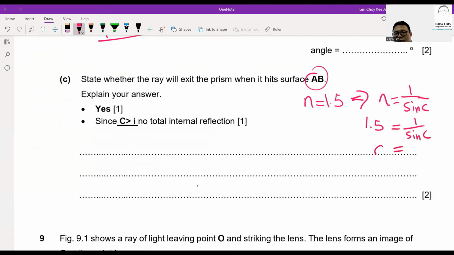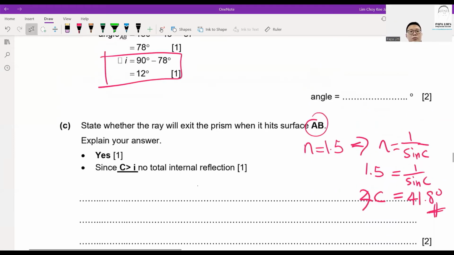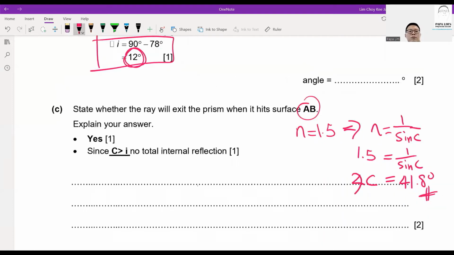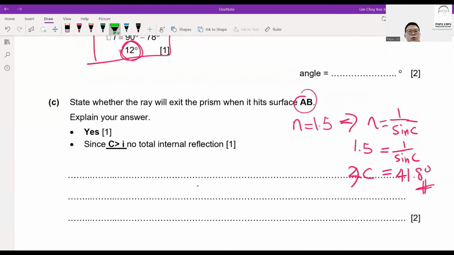So if you look at the maths, I can actually find angle C to be 1 divided by 1.5. After that, I inverse sine. It will be 41.8 degrees. So the critical angle will be 41.8 degrees. Now if the critical angle is 41.8 degrees and my angle i is only 12 degrees, so definitely my angle i is smaller than angle C. And if my angle i is smaller than angle C, I will not do a total internal reflection.